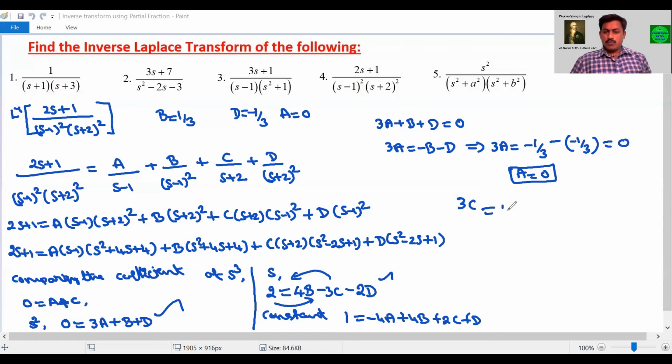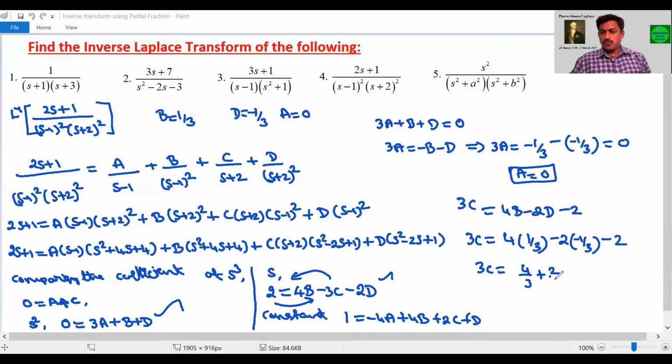Here 3c equals 4b minus 2d minus 2a. We know the value of b is 1/3, d is minus 1/3, and a is 0. Therefore, 3c equals 4/3 minus of minus plus 2/3. I will take the LCM as 3, so we'll get 6 minus 6, which is 0. Therefore, c value is also 0. We get c equal to 0. So using these values in this equation, we'll get our required answer.